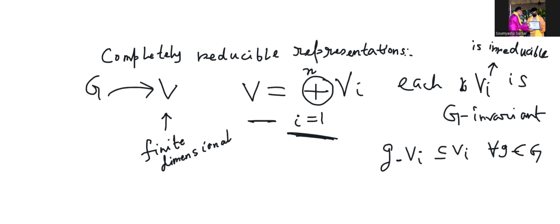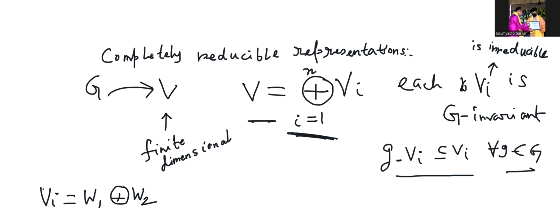I hope you can understand what I'm trying to say. So this Vi cannot be broken further into two subspaces W1, W2 so that both of them are G invariant. So that means these Vi's are irreducible pieces. So V can be written as a direct sum of these irreducible pieces, each of them G invariant. By G invariant, I mean g dot Vi is contained in Vi for all g in G. So if V can be written as a direct sum of these G invariant irreducible subspaces, then this kind of representation is called completely reducible.